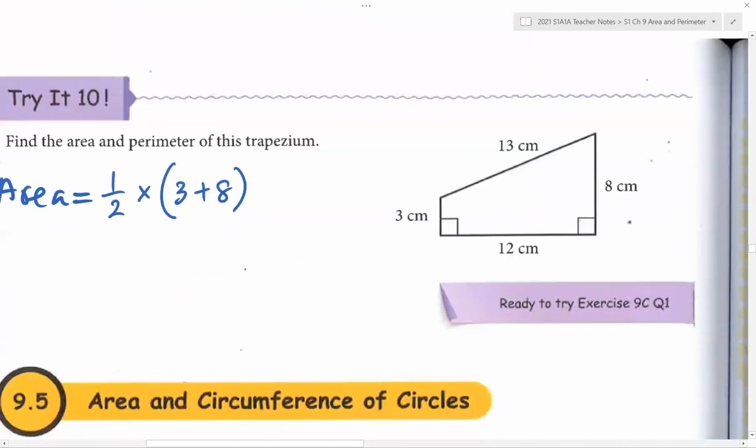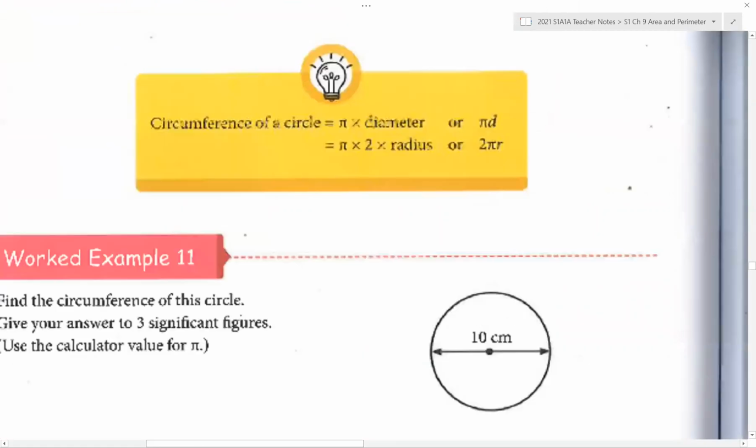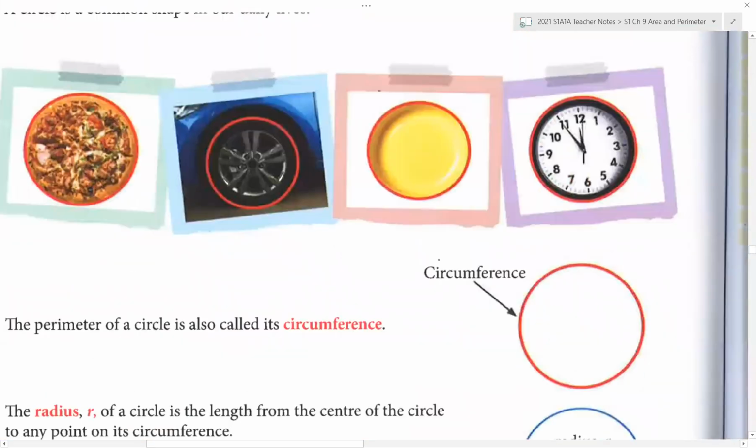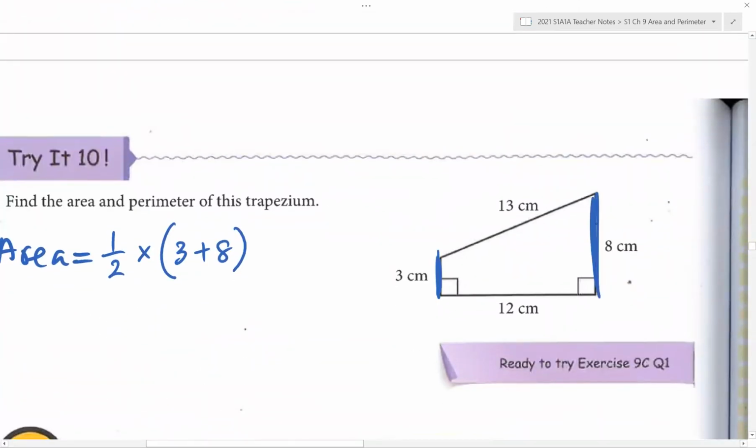Now, between the 3 cm and the 8 cm, what is the distance between them? This is our 3 cm line, our 8 cm line. Which distance is between the blue lines? Is it the 12 or the 13? 12. How do you know it's 12? Yeah, the right angle, right? The right angle means perpendicular.